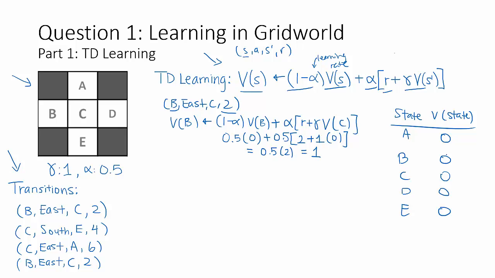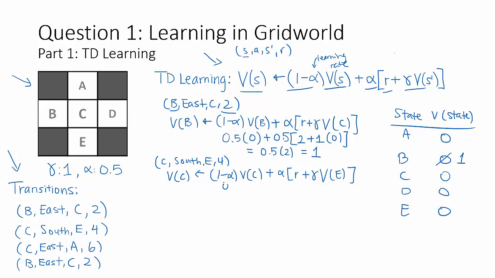And so we update the value for B in our table to be 1. The next transition that we have is C, South, E, 4. Here, since the starting state is C, we're going to update the value for C, and that's going to be set to 1 minus alpha times the value at C plus alpha times the reward plus gamma times V of the landing state, which is E.